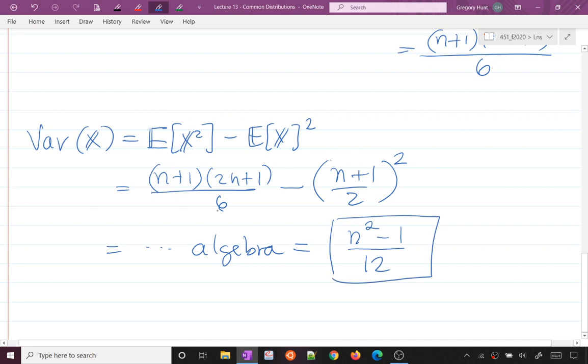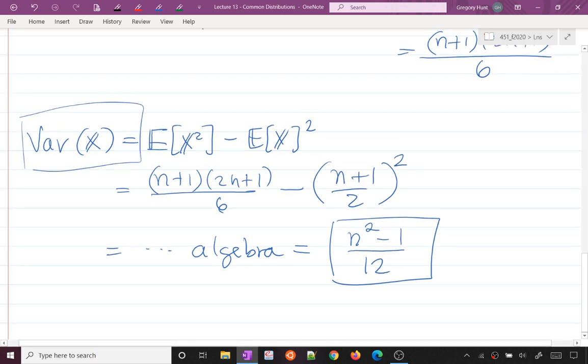And I think you can believe that. 6 and 2 will give us a denominator of 12. And the top there is going to simplify to n squared minus 1. So that is my variance, right? Again, that is my variance here of x, for my discrete uniform distribution.